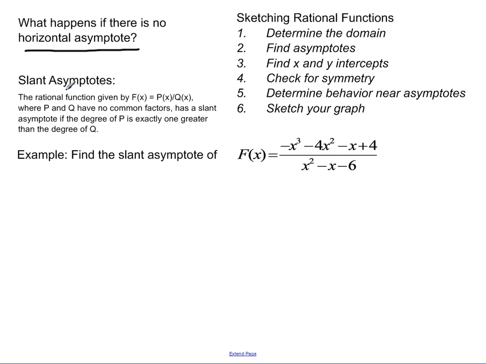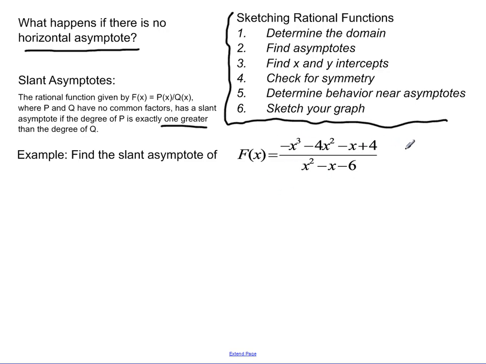And specifically, this happens whenever we have a rational function in which the degree of the numerator is exactly 1 greater than the degree of the denominator. So before we go sketching any more graphs here today, we need to take a moment and figure this out. How do we figure out what the slanted asymptote of this is?